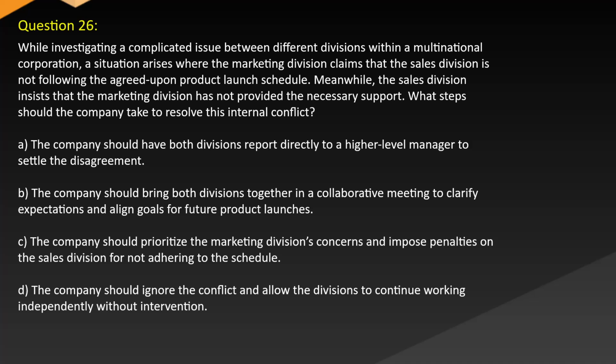A. The company should have both divisions report directly to a higher-level manager to settle the disagreement. B. The company should bring both divisions together in a collaborative meeting to clarify expectations and align goals for future product launches. C. The company should prioritize the marketing division's concerns and impose penalties on the sales division for not adhering to the schedule. D. The company should ignore the conflict and allow divisions to continue working independently without intervention.